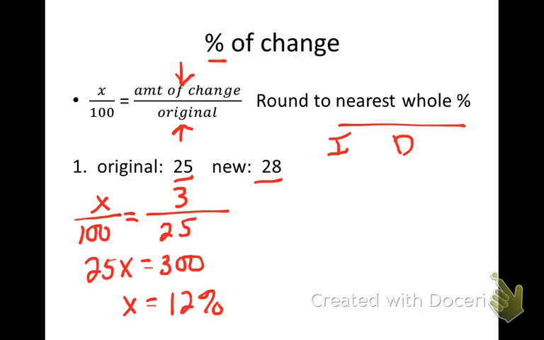If you knew that, you can say, what do I do to 25 to get 100? Multiply by 4. Well, you can do the same thing here, 3 times 4, and go directly to the 12. That's fine. Was it an increase or a decrease? Well, if it went from 25 to 28, it was an increase. So if you just want to put an I, you can do that if it says that in the directions. If it doesn't, you don't have to worry about that.